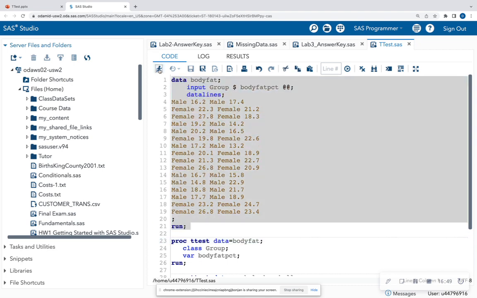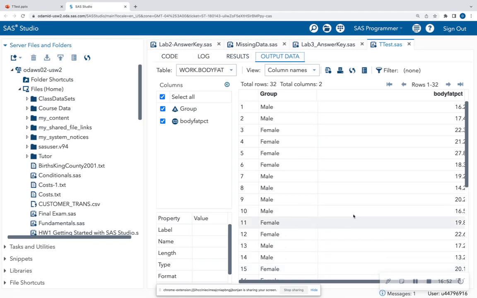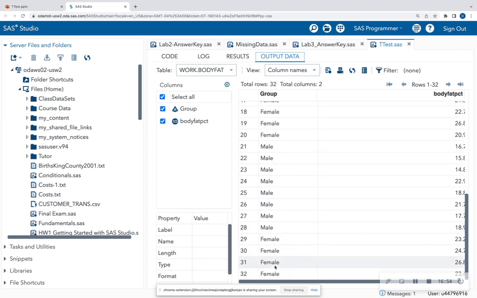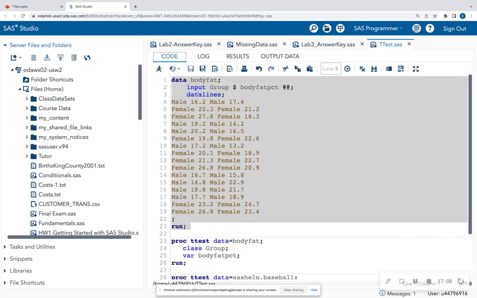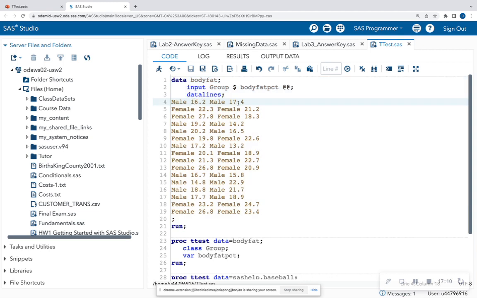So let's run this data set first and look at the output. And we see that we have 32 observations, okay? And we have the group that they're in, and we have the body fat percentage. And we know that this mirrors our data set because the first 2 values were 16.2 and 17.4. So if I click back to code, I have 16.2 and 17.4. Awesome. So I have my data in. You definitely can import a data file. I have some lessons about that if you want to go back a little further in lesson 1 and lesson 2.